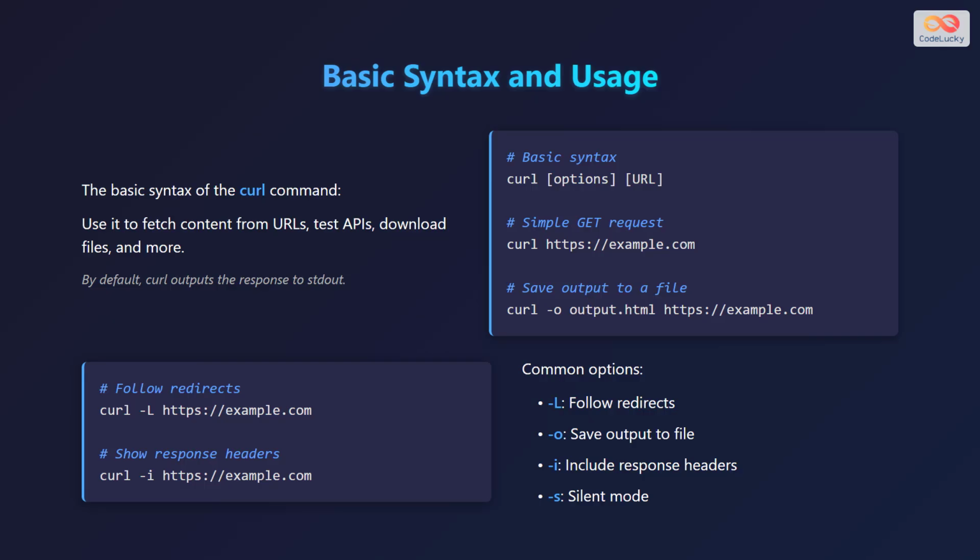To save the output to a file, use the -O option followed by the desired file name, and then the URL. Other common options include -L to follow redirects, and -I to include response headers.